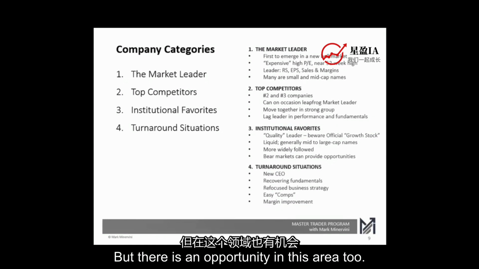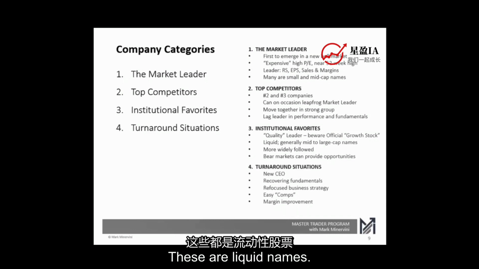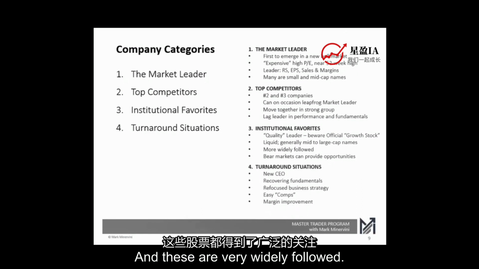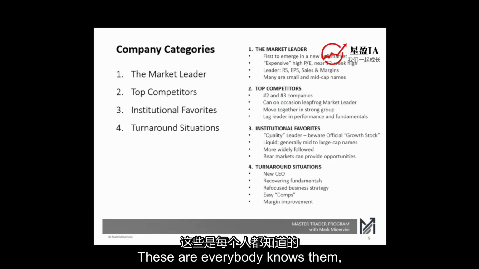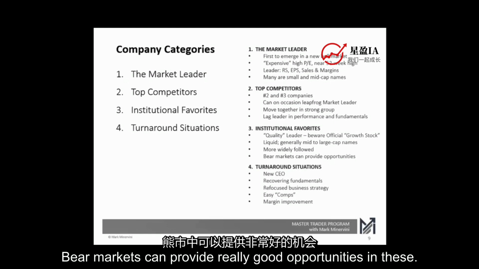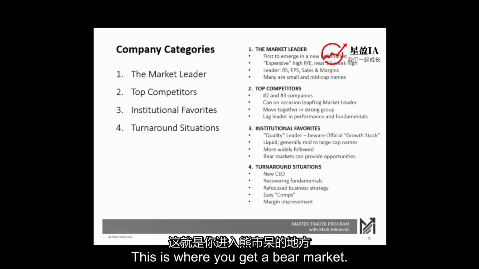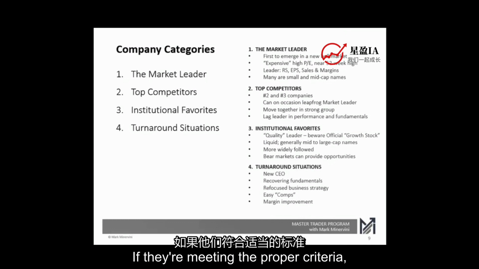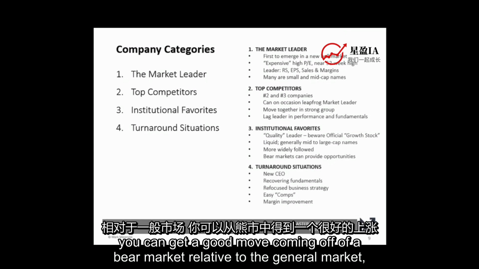But there is an opportunity in this area too. These are liquid names. These are the larger cap, sometimes mid, but usually large and mega cap, and these are very widely followed. Everybody knows them. All the analysts follow them. Bear markets can provide really good opportunities in these. This is where, coming out of a bear market, you might be looking to pick up an Amazon or some of these bigger names if they're meeting the proper criteria, and you can get a good move coming off of a bear market relative to the general market.